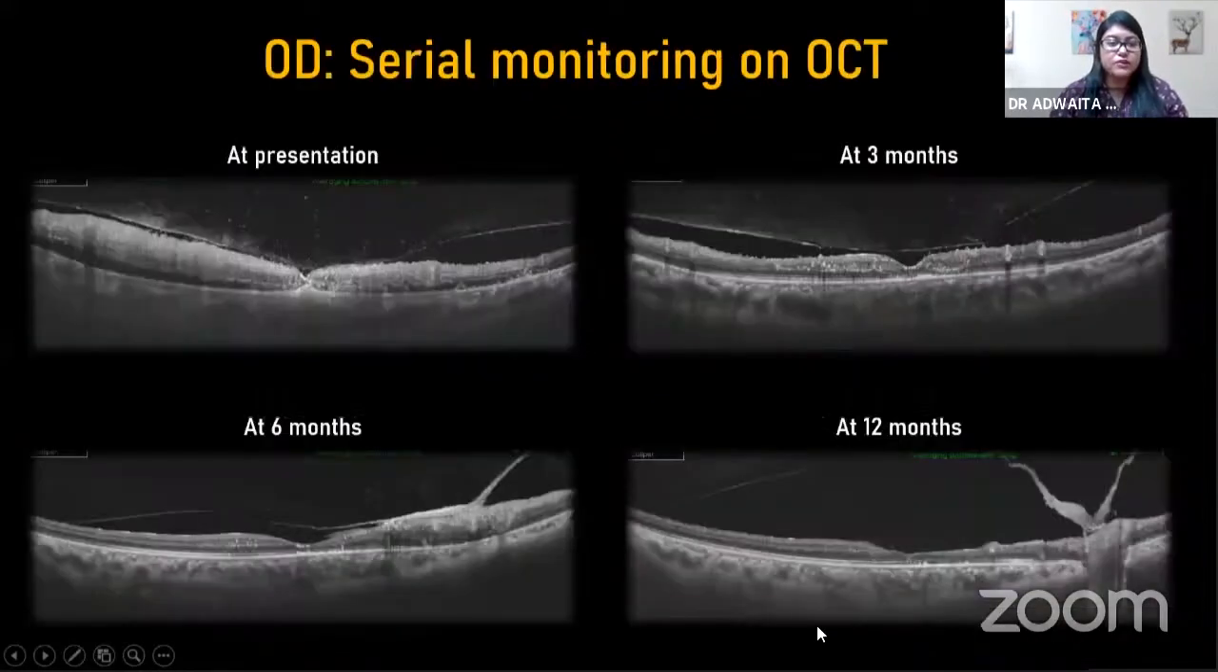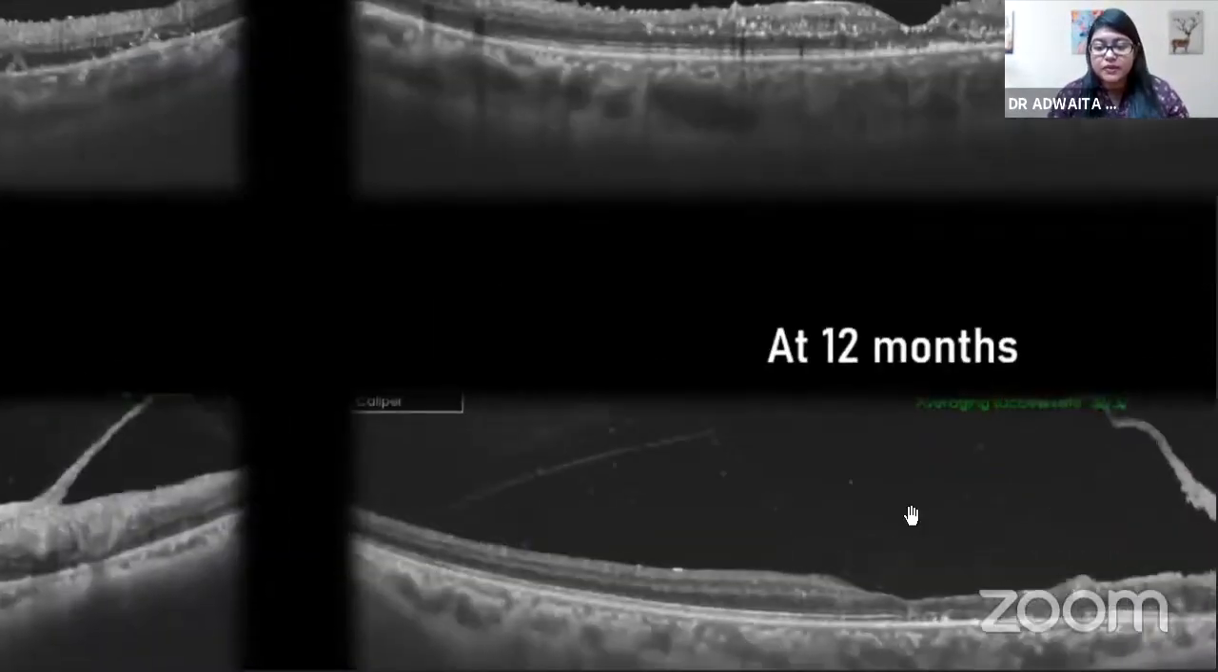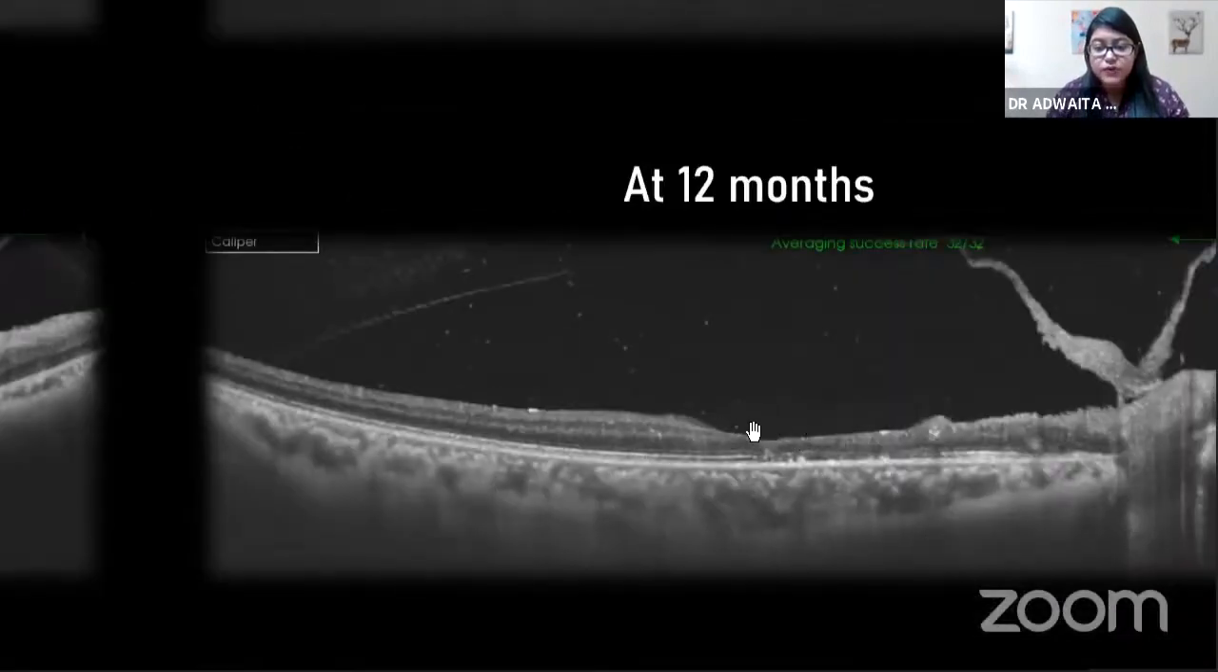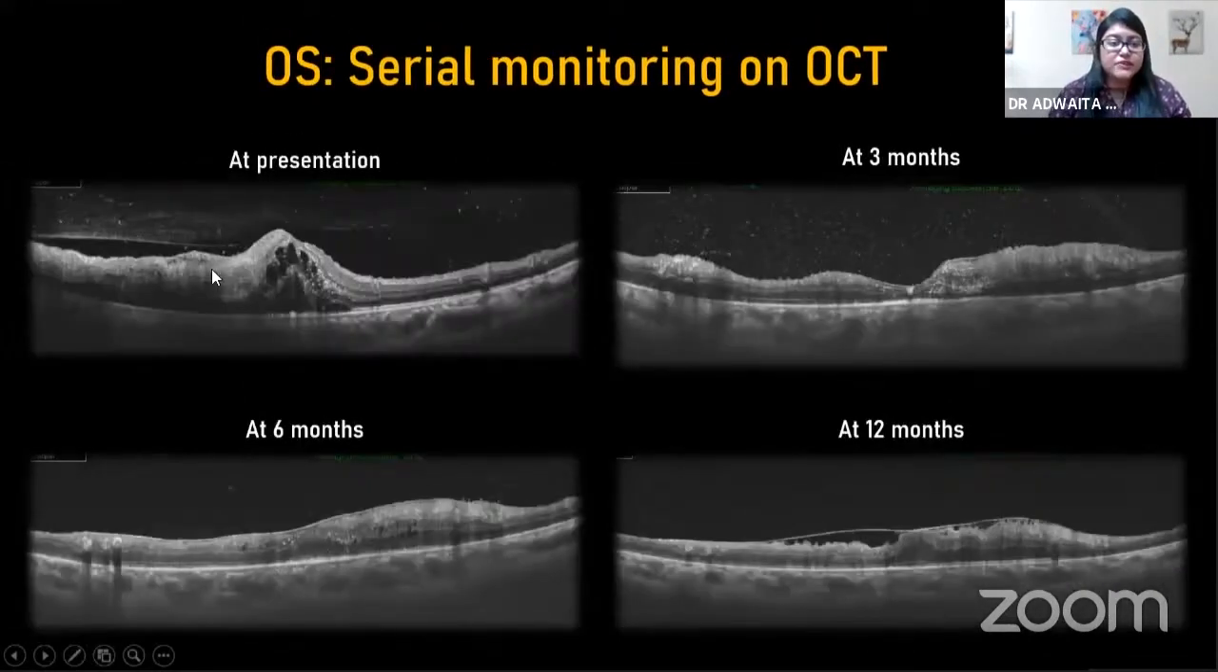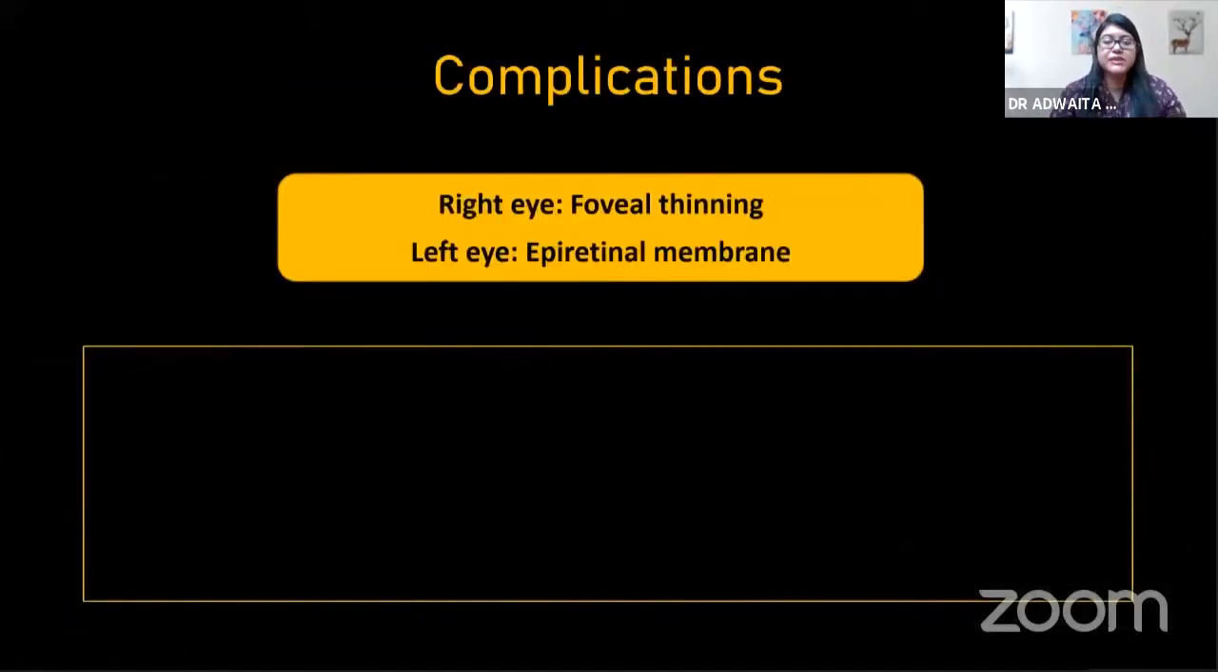So let's try to find out the reason for non-improvement of vision. These are the serial OCTs of the right eye. We can see that inflammation has decreased as perceived by the decrease in the number of hyperreflective foci. But if we look at the fovea, there is gross foveal thinning and some ellipsoid layer defect. And this is why the right eye vision has not increased. Coming to the left eye, although the macular edema has decreased, the patient has now developed a thick ERM with flattening of the foveal contour. So both the eyes basically developed complications as a result of the retinitis.